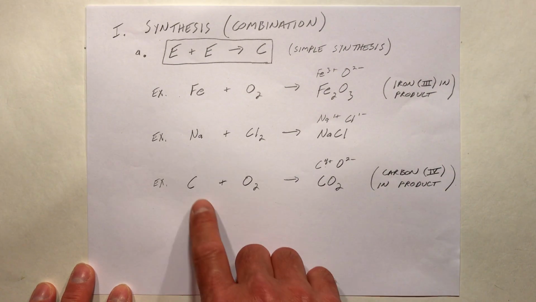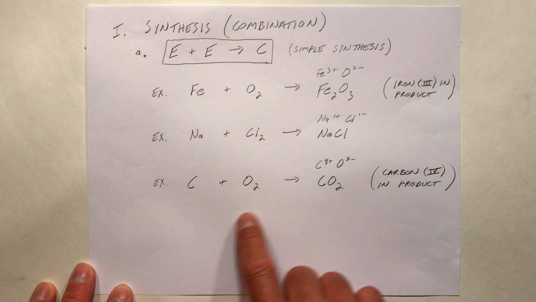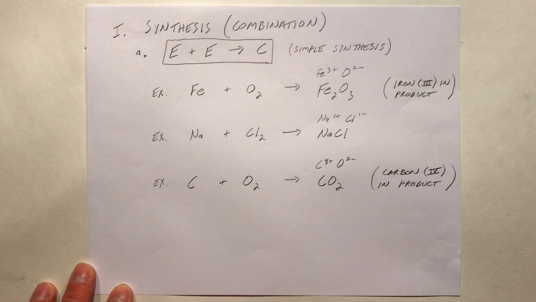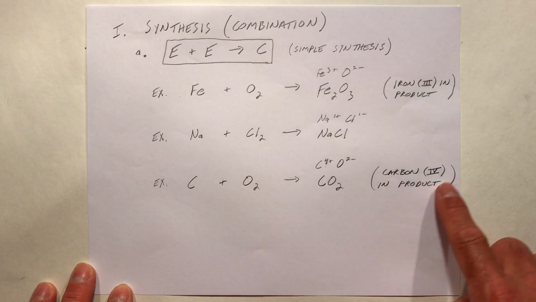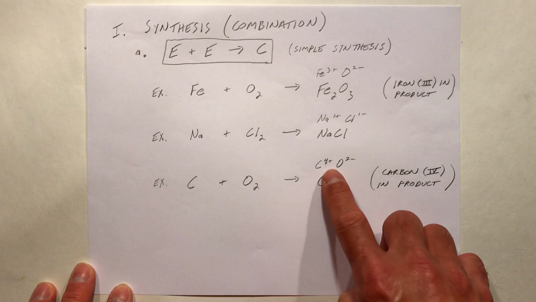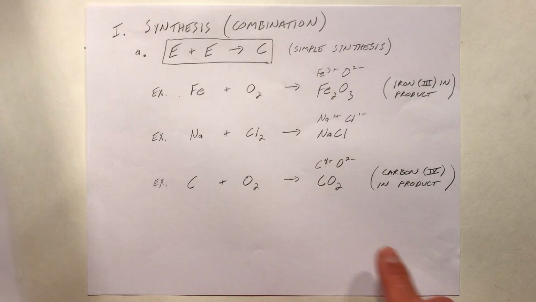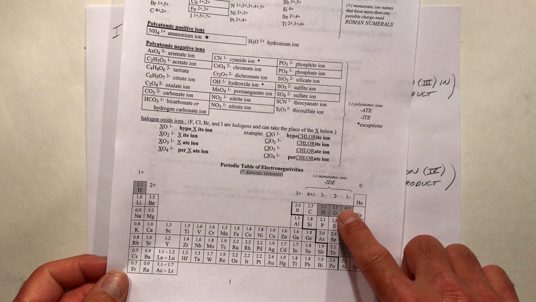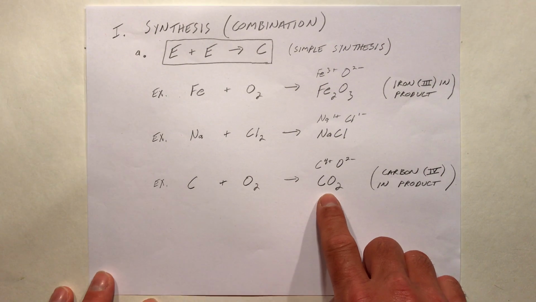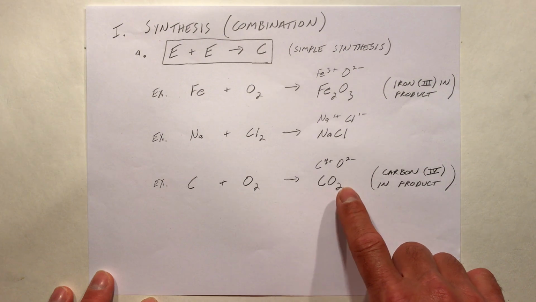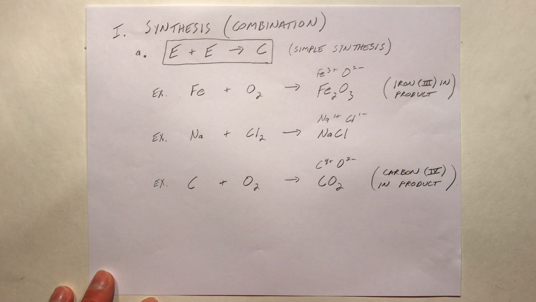In our third example, we have carbon, C, combining with oxygen, which is again a diatomic element. And it tells us in this problem to use carbon 4 in the product. That means C4+. When we crisscross C4+ and O, which is in the 2- column, we end up with initially C2O4, and we can reduce that 2:4 ratio down to a 1:2 ratio. We get CO2, carbon dioxide.